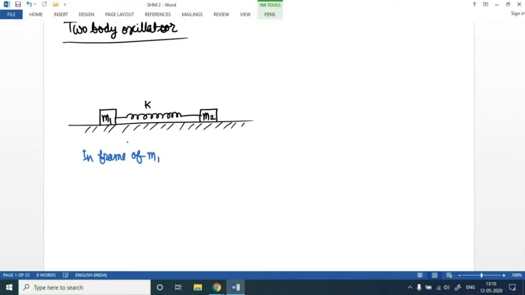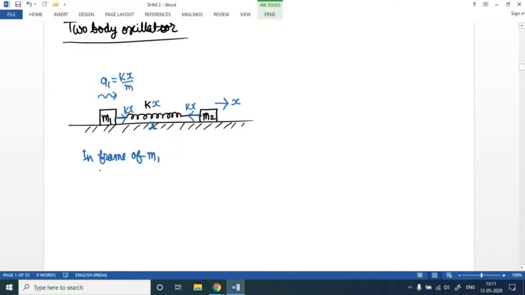You should realize, when the stretching in this spring is x, according to the observer attached with m1, the displacement of m2 from its stable equilibrium position will be x. So the spring force would be nothing but kx, and this spring force will be experienced by both m1 and m2. So this would be kx and this would be kx. The motion of m1 would be accelerated, so a1 would be nothing but kx upon m1.